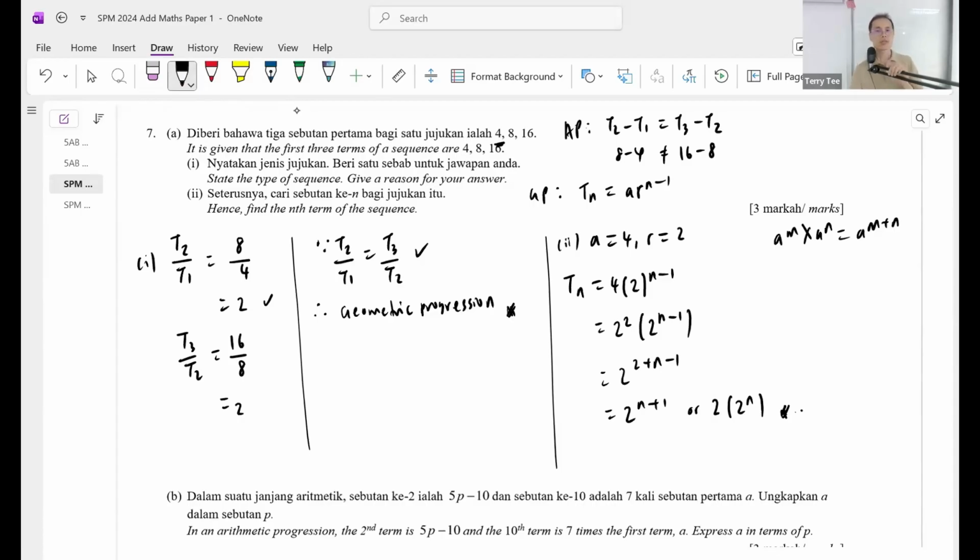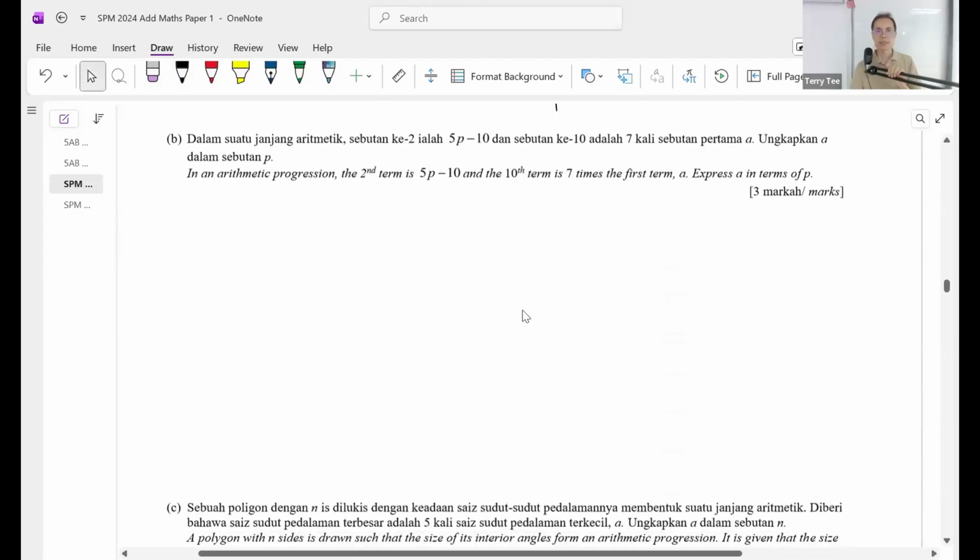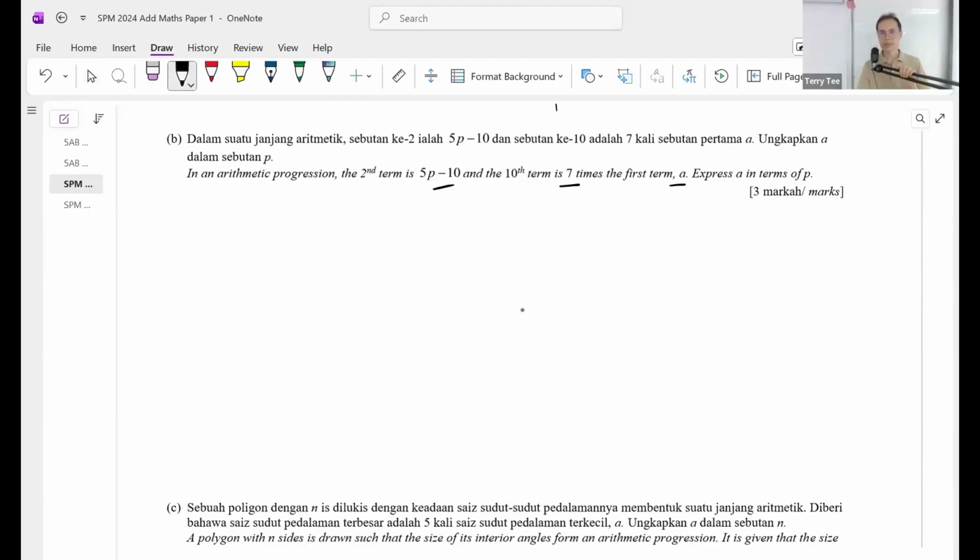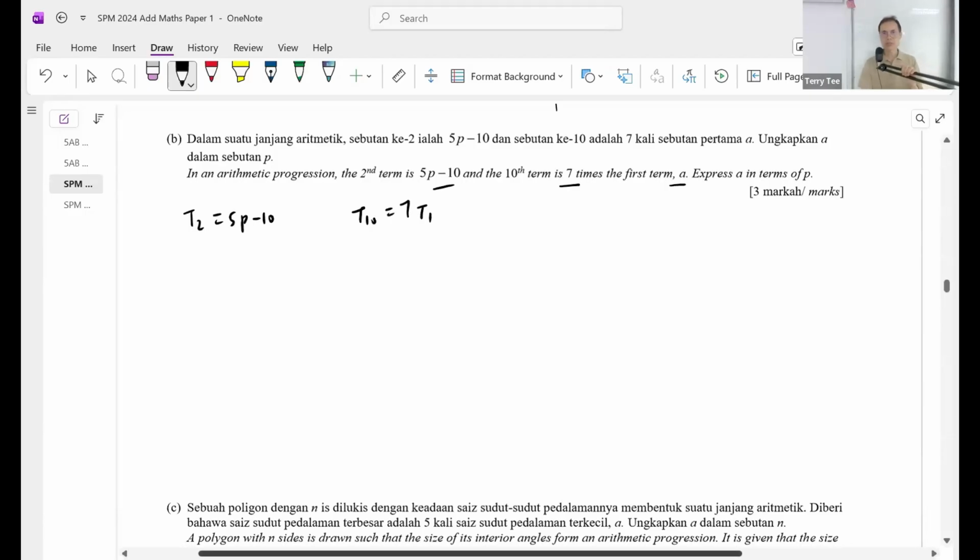All right, moving on to the second part. Part B. In an arithmetic progression, the second term is 5p minus 10. The 10th term is 7 times the first term. So here we form two equations. The second term is 5p minus 10. The 10th term is 7 times the first term. We know our first term is a. Your formula for Tn will be a plus (n minus 1)d, so a plus d equals 5p minus 10.